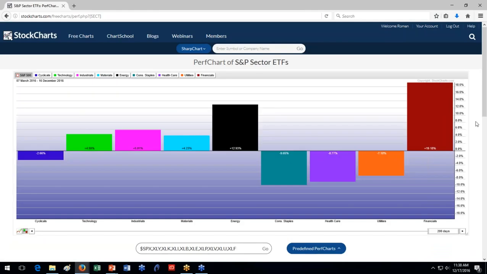So here we are, and you can define the period which you want to cover in terms of the selection of the sectors first, right? So top down: market, sectors, industry groups, stocks. So let's say that we are interested in any of the sectors that were outperforming.